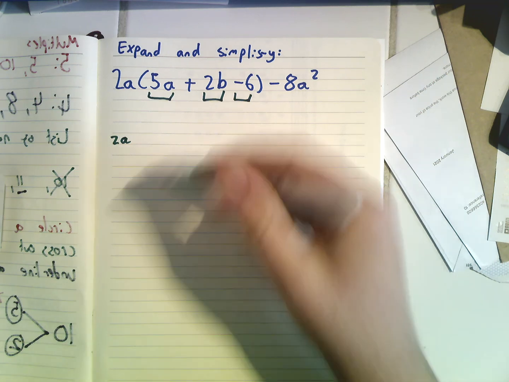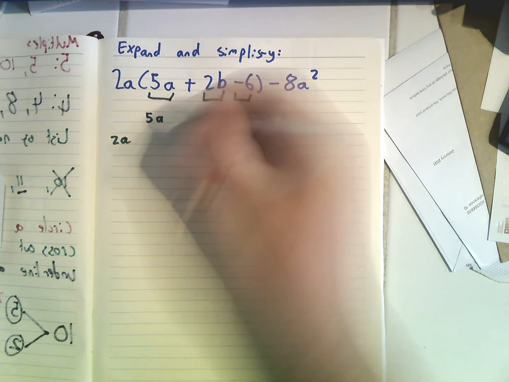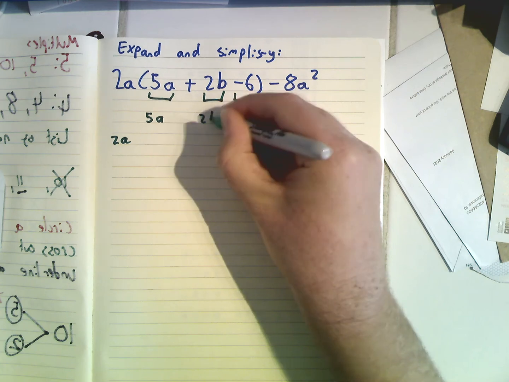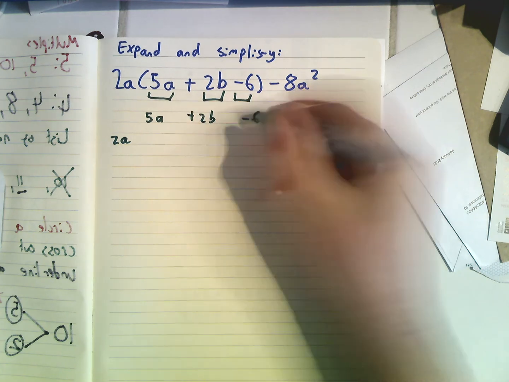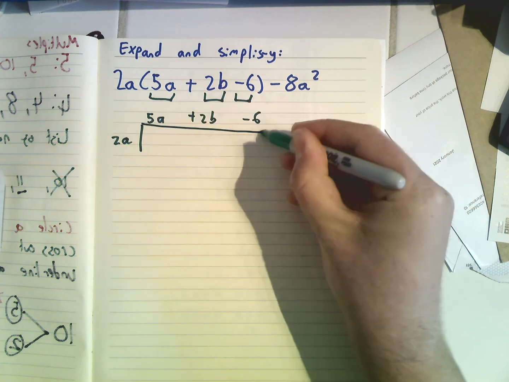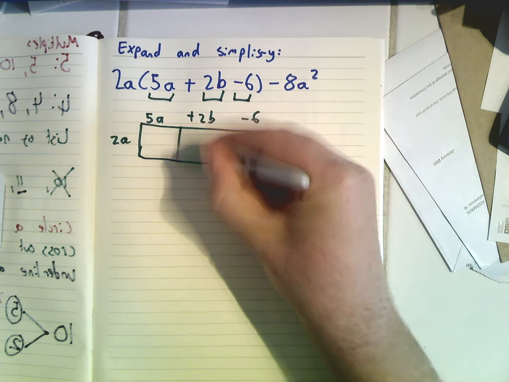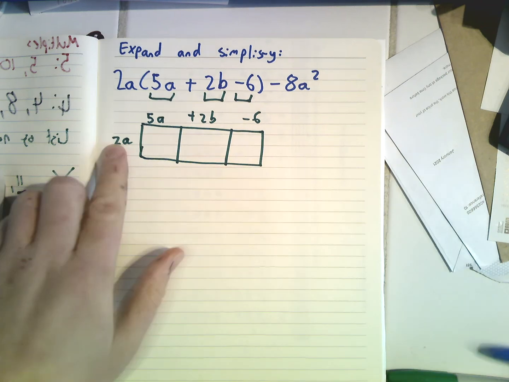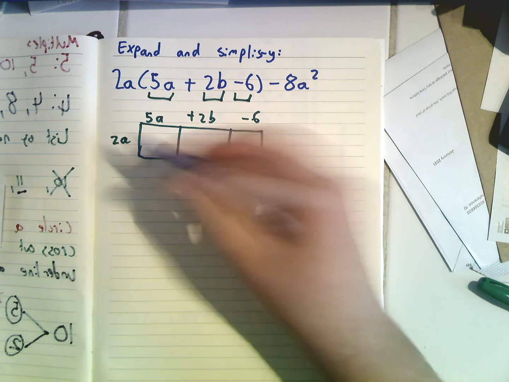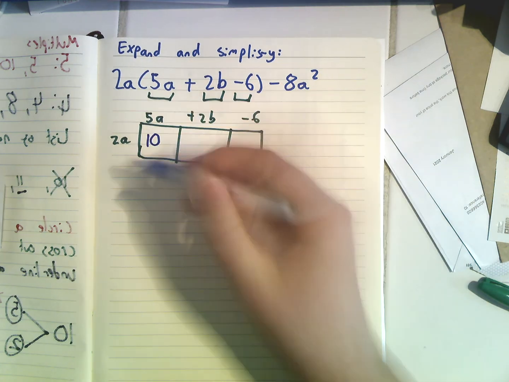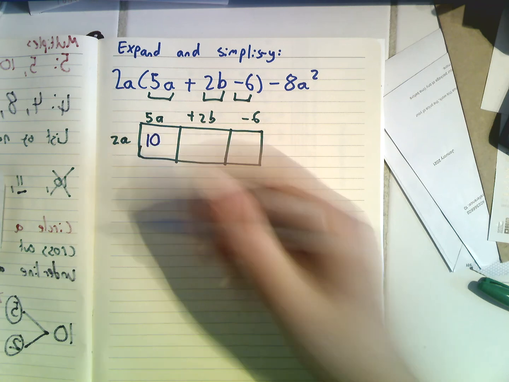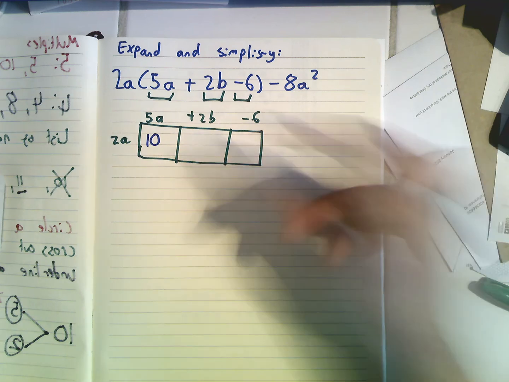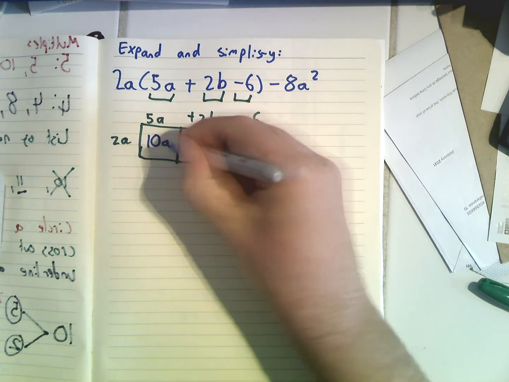There are three terms. So recalling how we do this, we're going to write 2a along the side, and write the terms from our bracket along the top. I'm just going to set it up like this. And then we ask ourselves, what is 2a times 5a? Well, 2 times 5 is 10. A times a: remember, 2 times 2 is 2 squared, 3 times 3 is 3 squared, so a times a is a squared.